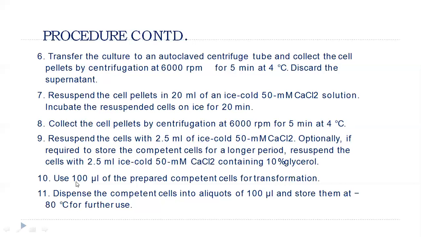Then use 100 microliters of the prepared competent cells for transformation. So this is a very important and crucial point. Dispense the competent cells into aliquots of 100 microliters and store them at minus 80 degrees for further use. For future experiments, you can keep the competent cells by making aliquots in several tubes of 100 microliters and keep them at minus 80 degrees centigrade for further use. And initially, you may take 100 microliters for transformation.